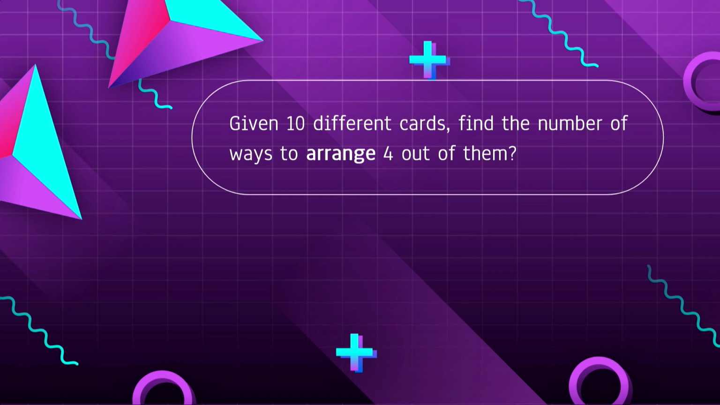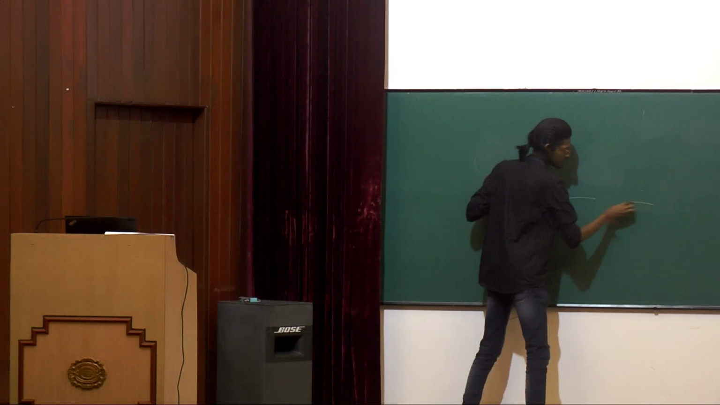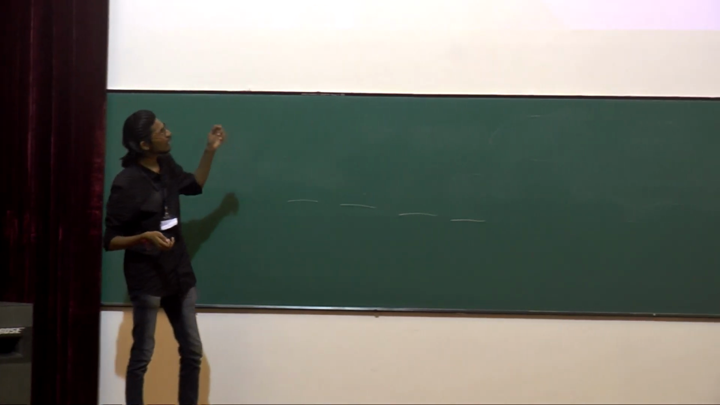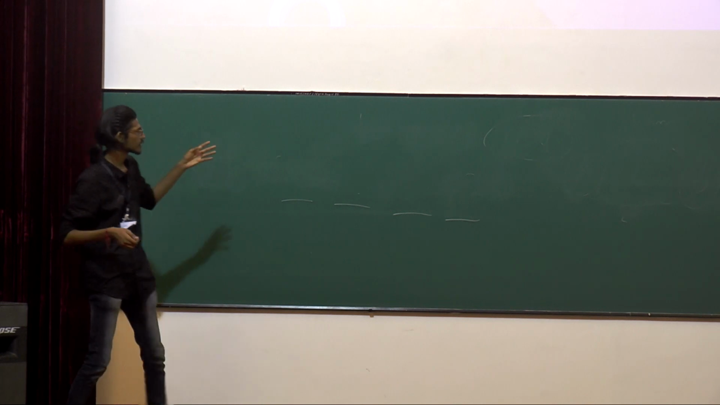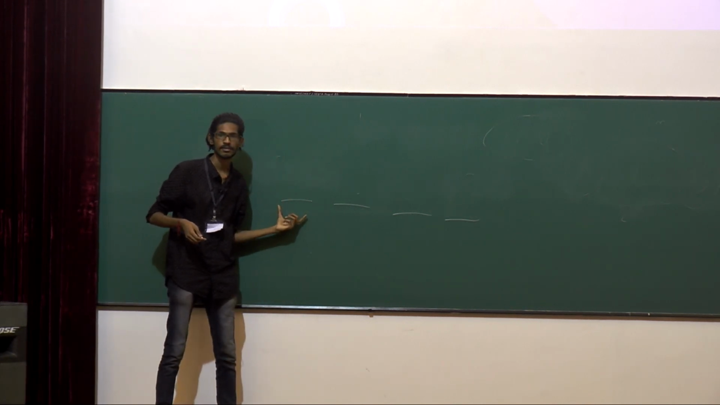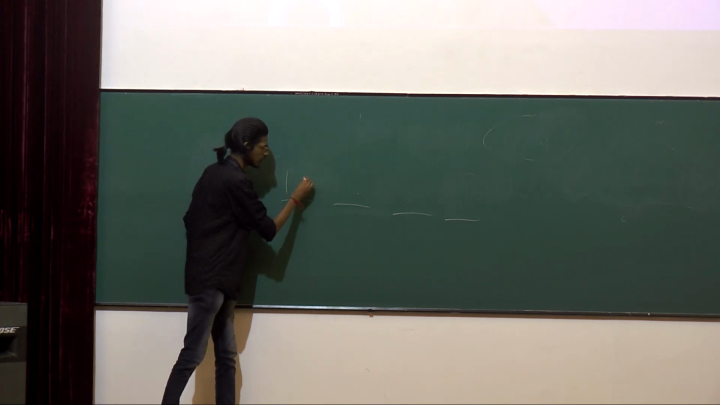Okay, I will give some hint to how do we actually derive those. Yeah, perfect. So we have 4 slots. We have to place these cards at these 4 slots. So how many options do I have to place it here? Here?